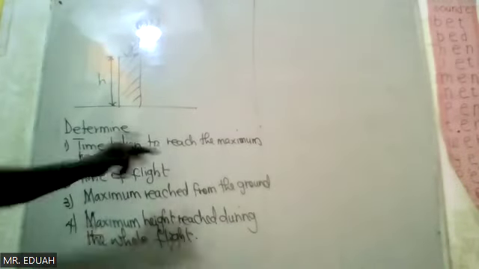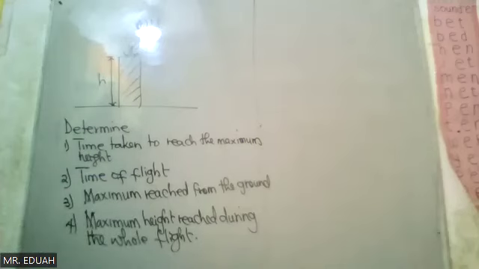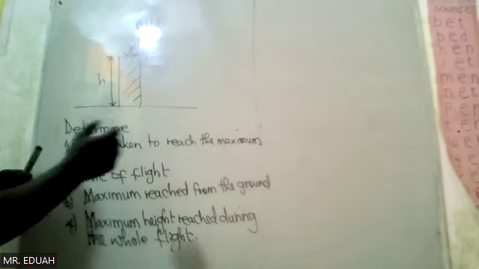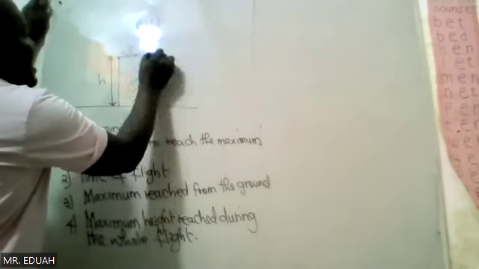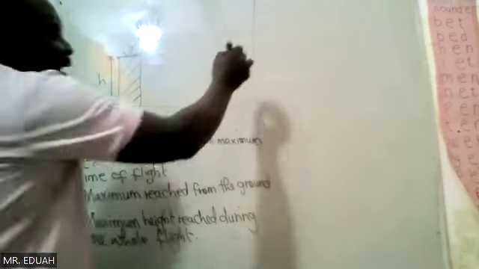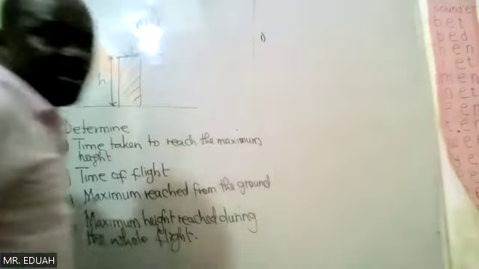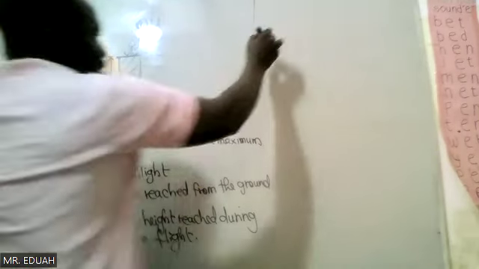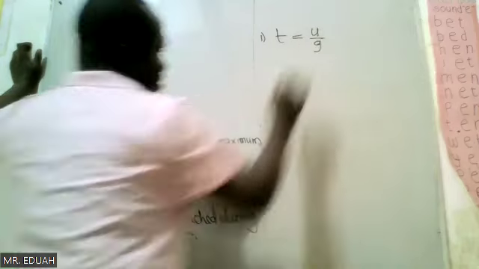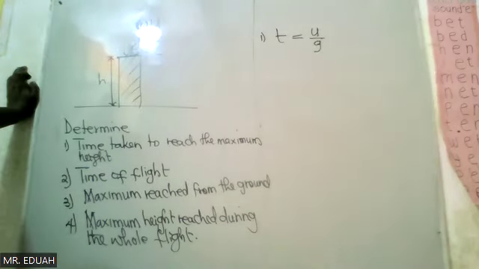Time taken to reach the maximum height. The body is thrown from a height. Okay, so over here is the same as the object being thrown from the ground. So the time taken to reach the maximum height will still be T is equal to U over G. It will not change. Then the time of flight.